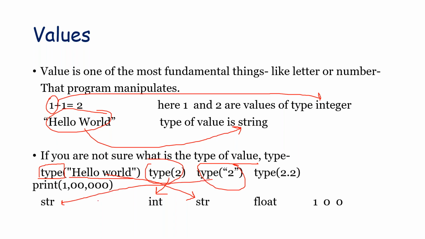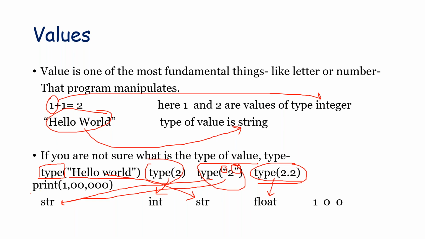So what is my understanding now? If anything is within quotes, it becomes string. So 2 under quotes becomes string. Now if you write type 2.2, you will see that this is not an integer, it is float. If you write something with a decimal point, the type will give you float.